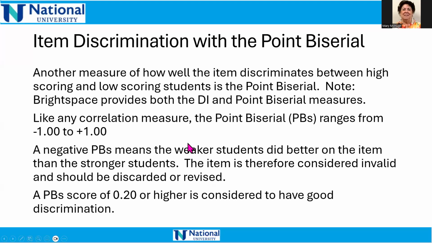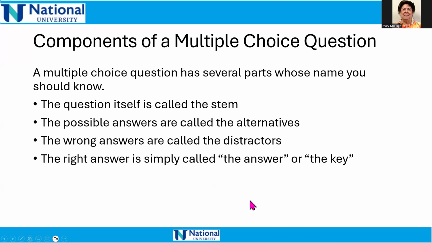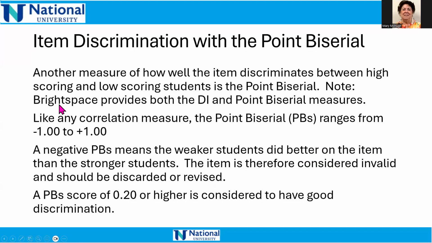So I told you about the point biserial. It's a different measure of how well the item discriminates between high scoring and low scoring students. And I will note that Brightspace, and I'll show you an example soon, provides both the discrimination index and the point biserial measures. Like any correlation measure and like the discrimination index, the point biserial ranges from -1 to +1.